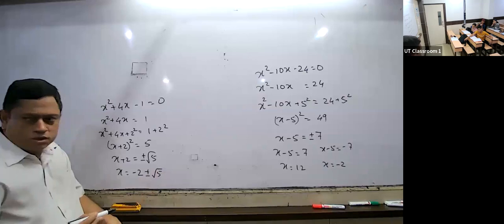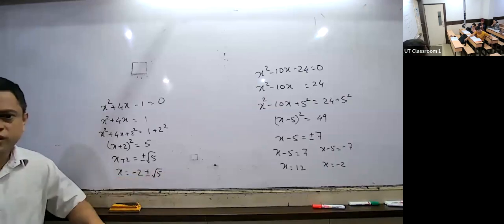So you got the two solutions. Which are the two solutions? Minus 2 plus root 5, and minus 2 minus root 5.